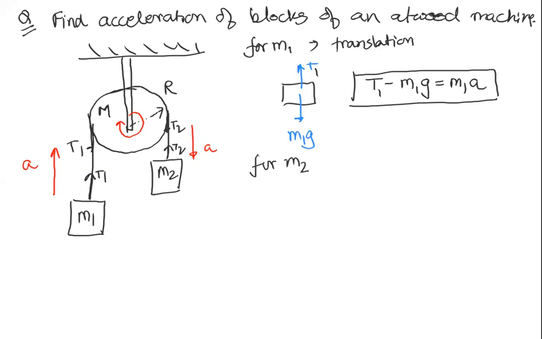For M2, we have translation, and therefore I will draw the free body diagram for M2, T2, M2g, and I will write down M2g minus T2 is equal to M2a.